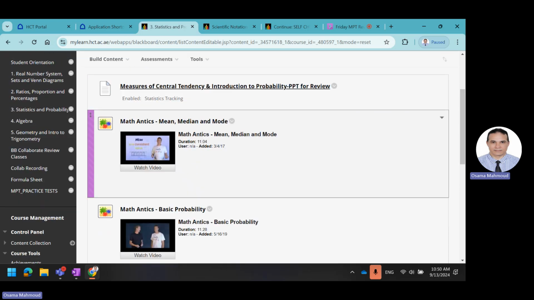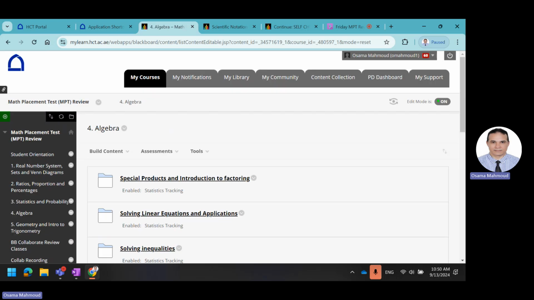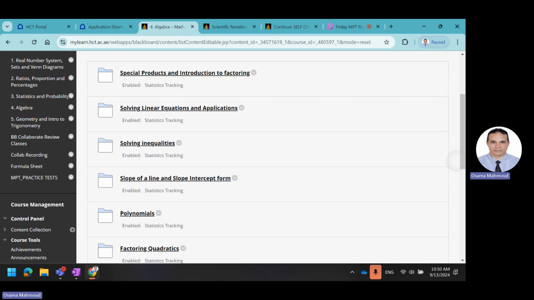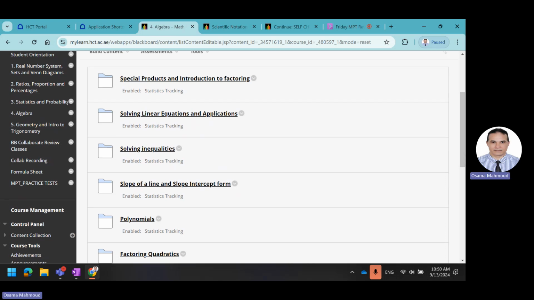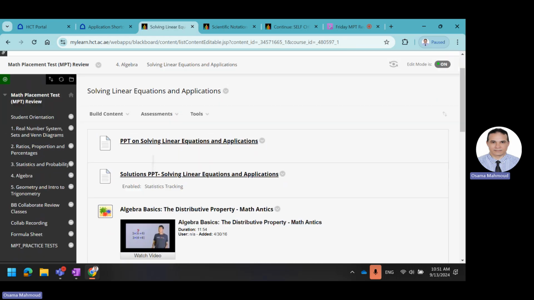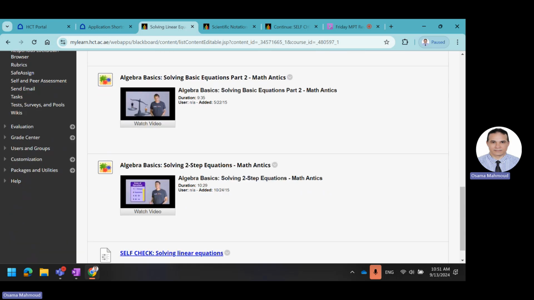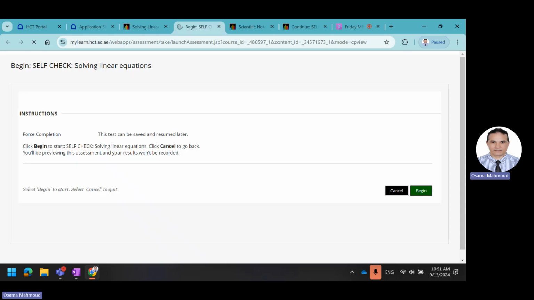Now I'll go to the algebra, which is the biggest one, right? Yes, this is the biggest one, so be careful with this one. Solving linear equations and special products. Okay. Let's go to linear equations. If you have self-check one, let's go to self-check one.